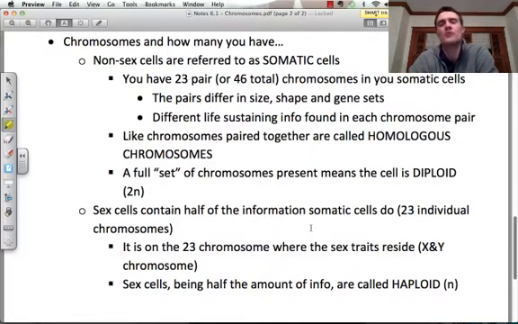Non-sex cells are your somatic cells, and they have 23 pair of chromosomes, or 46 total chromosomes. They differ in size, shape, gene sets, etc. So there's different amounts of info found on each one of those chromosomes. When chromosomes are very similar to each other, I always like to use my fingers here, like this finger is real similar to this finger, they're index fingers. This is a chromosome, this is a chromosome. We call these guys homologous chromosomes. So when chromosomes have a buddy that's similar to them, they pair up together and we call them homologous chromosomes.